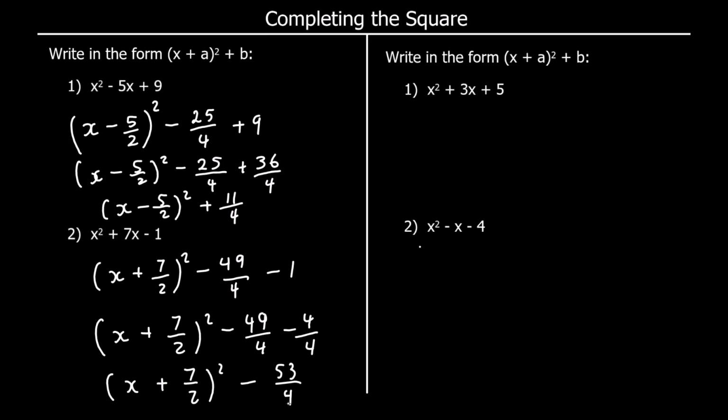Two for you to try, so pause the video and give them a go. So the first one, I've got x plus 3 over 2 squared, so halving the b term. Take away that squared, and then I've got plus 5 on the end. 5 is 20 quarters, so minus 9 quarters plus 20 quarters will be 11 quarters.